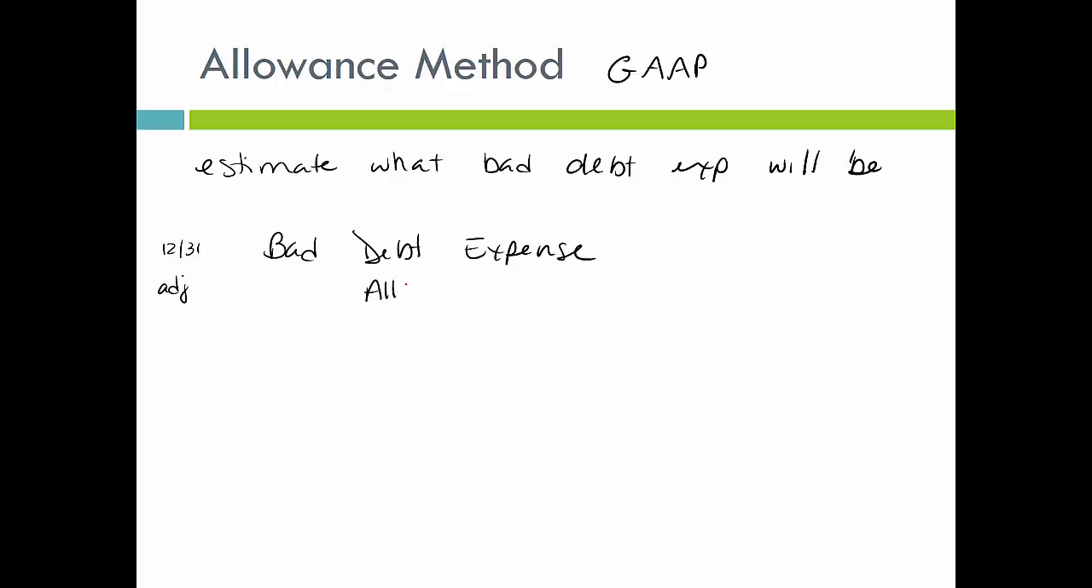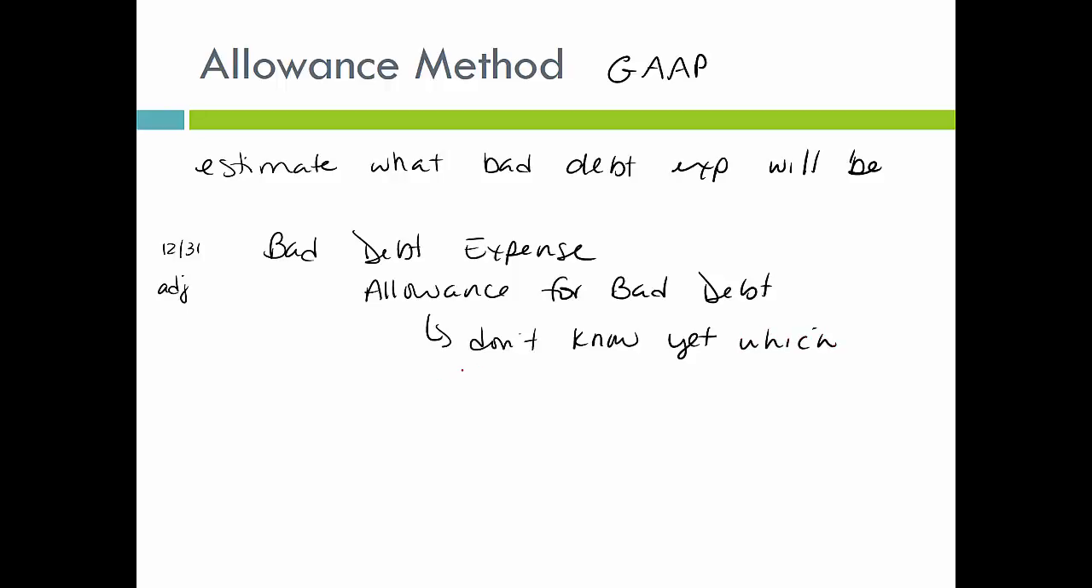So I credit allowance for bad debt, because I can't credit a specific accounts receivable since I haven't written off yet. I'm doing the bad debt expense before the actual write-off happens. I don't know yet which accounts I'm going to write off. I can probably estimate pretty accurately how much I'm going to have to write off. I just don't know which specific accounts receivable they are. So I set it aside in this allowance account.